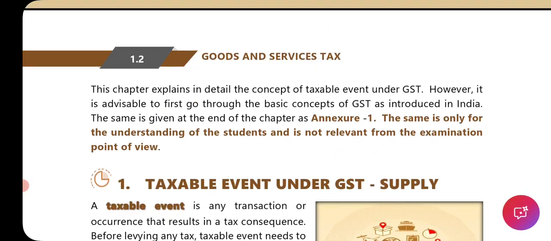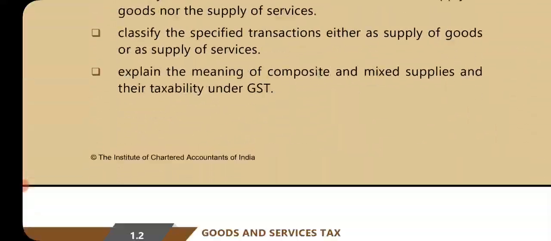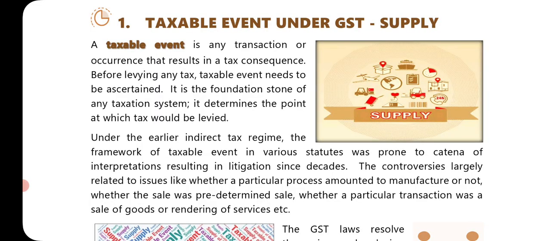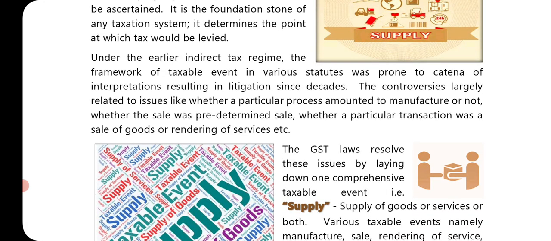So chapter number 1 is about supply, right? Supply under GST. So taxable event. When will any taxable event arise? That is, if it is a supply. A taxable event is any transaction or occurrence that results in a tax consequence. Before levying any tax, the taxable event needs to be ascertained. It is the foundation stone of any taxation system. It determines the point at which tax would be levied.